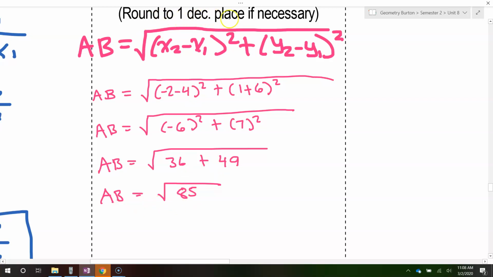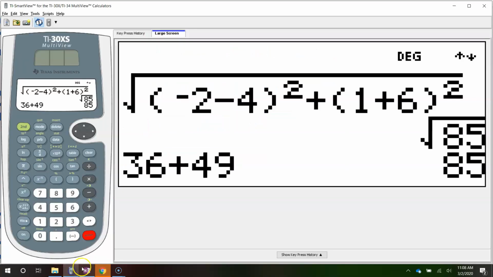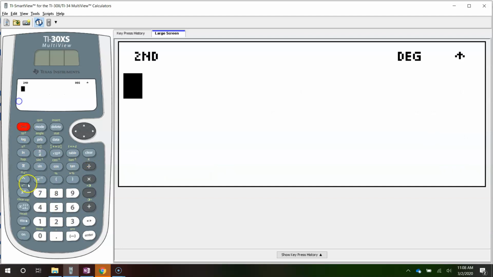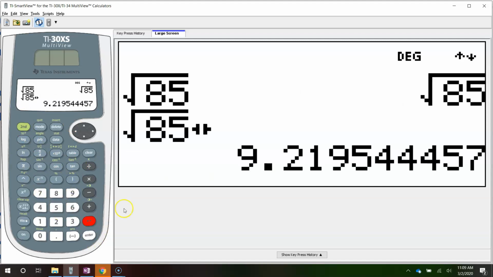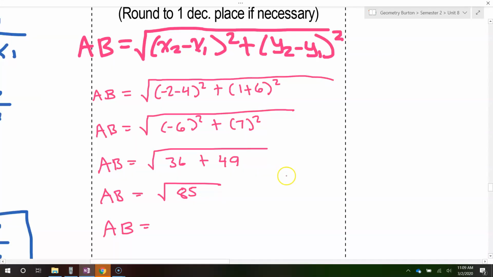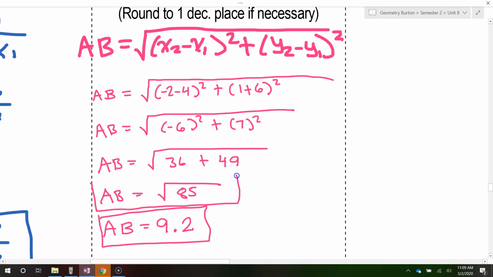Now they did say round to 1 decimal place if necessary. So if I wanted a decimal form, I will just toggle this. Let me go back to where I had the square root of 85. All right, square root of 85. And I will hit this double arrow key. So that's 9.2 if I round to one decimal place. Or if I wanted the exact answer, it would just be radical 85.